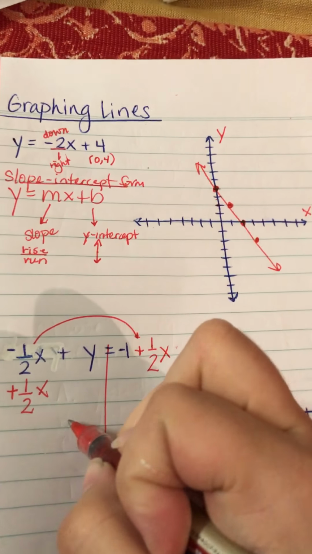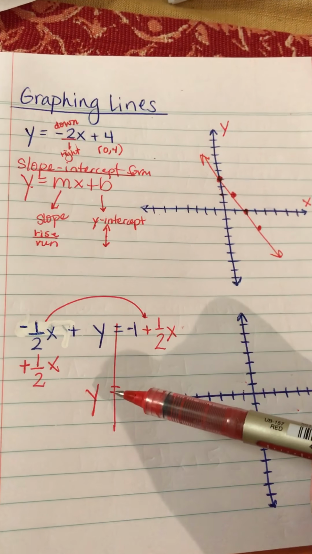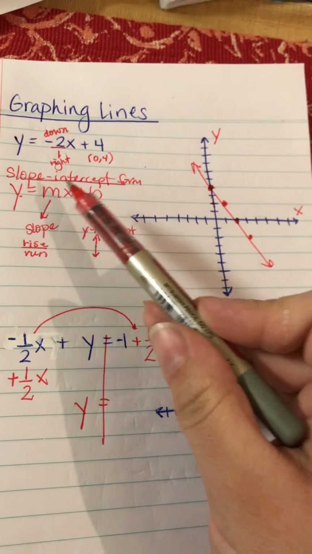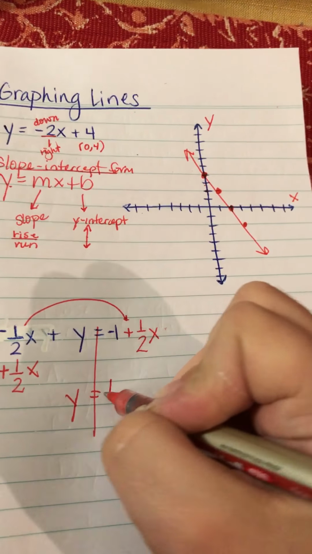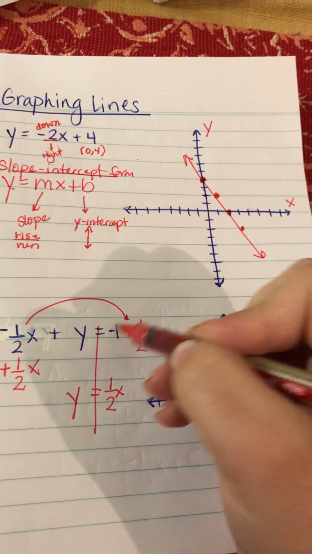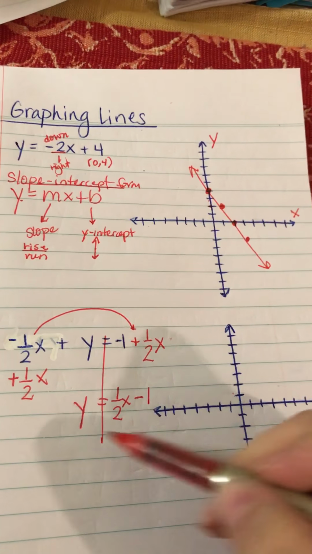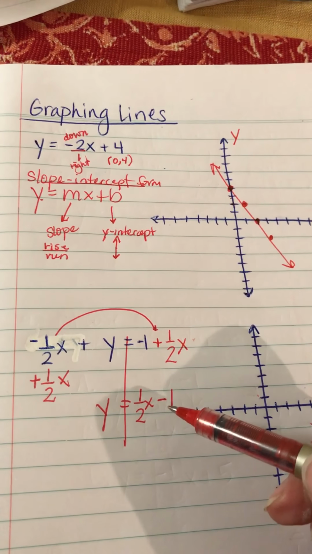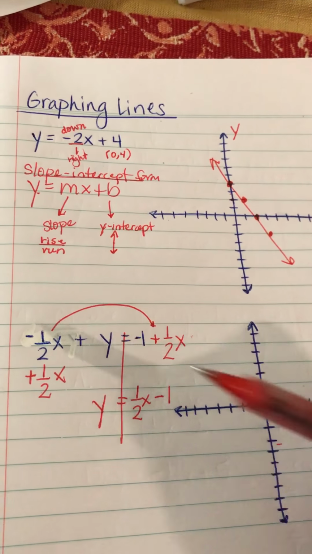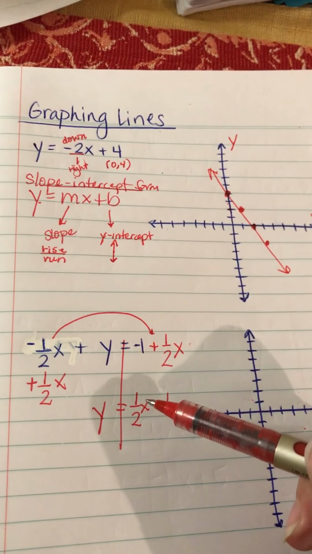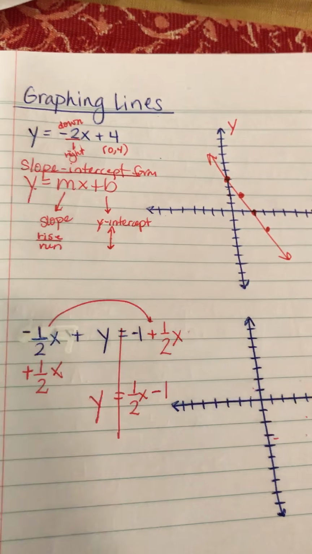Okay, so now we have y equals, which is what we want in our slope-intercept form equation. Then we want the x term because it says mx, so we're going to put 1/2 x. And then we want the constant, which is the y-intercept. Okay, so we can see now that it's in the right format. This is slope-intercept form. All we had to do was move the x to the other side so that the y would be alone. And now we can tell that the slope is 1/2 and our y-intercept is -1.